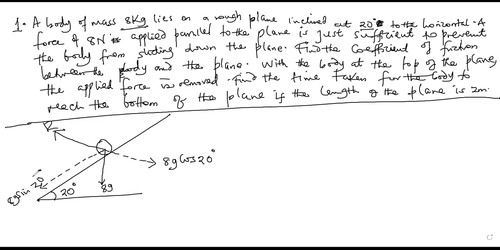What does it mean? It means that the body was already sliding. The force of 8 newtons applied is sufficient to prevent the body from sliding. So the force is moving up, but because the body was sliding already, meaning initially it was sliding down, our frictional force is also pointing upwards.